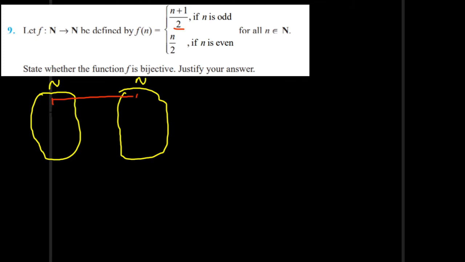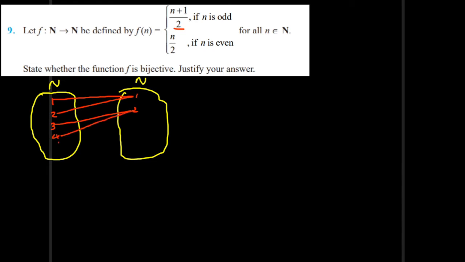Next you can take 2. 2 is an even number. If n is an even number, the function f of n equals n by 2. So 2 by 2 is 1. So 2 is also mapping to 1. Then next is 3. 3 is an odd number. For an odd number it is (n plus 1) by 2. That is 3 plus 1, 4. 4 by 2 is 2. So 3 is mapping to 2. Next take 4. 4 is an even number, so n by 2. 4 by 2 is 2. So 4 is also mapping to 2.